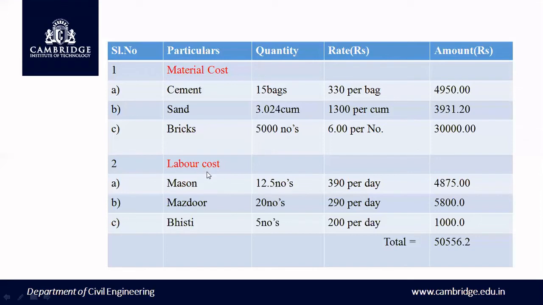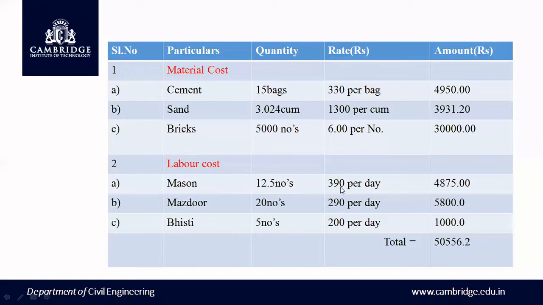Next is labor cost calculation. The number of labors required is fixed based on the Indian Standard recommendations, that is IS 7272 Part 1, 1974. Based on the code, we got the quantities of mason and mazdoor like this. Mason is 12.5 numbers, mazdoor 20 numbers, and bhishti 5 numbers.